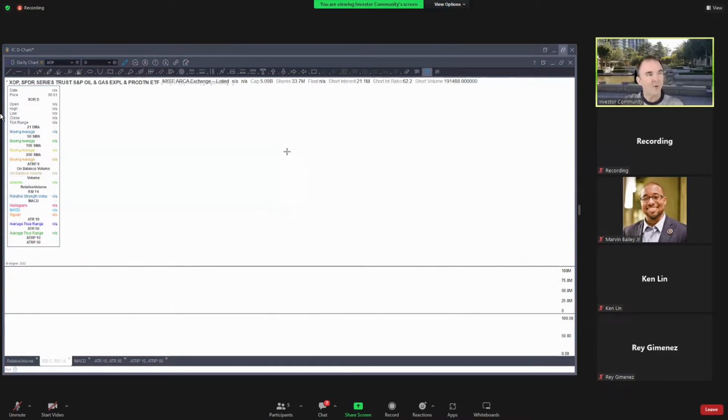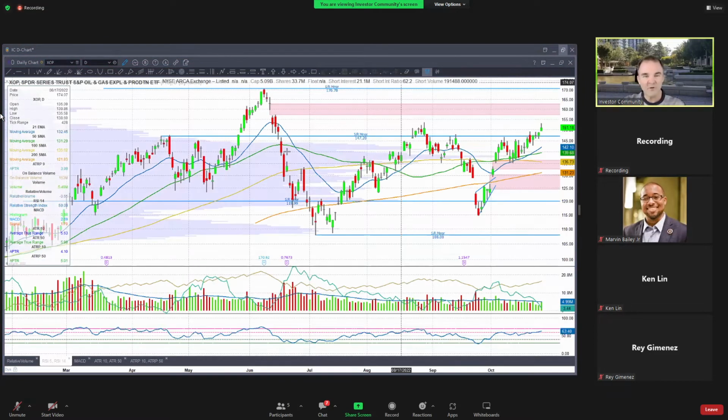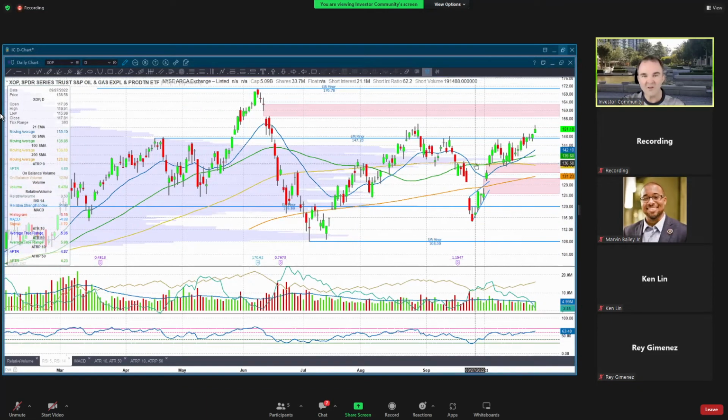Let's look at XOP. These are the oil producers and exploration companies, not as strong as XLE, the more diverse ETF. But still moving up, it broke through that resistance level, that other little consolidation we had here, but maybe finding resistance. There's definitely a loss of momentum going on in this one.